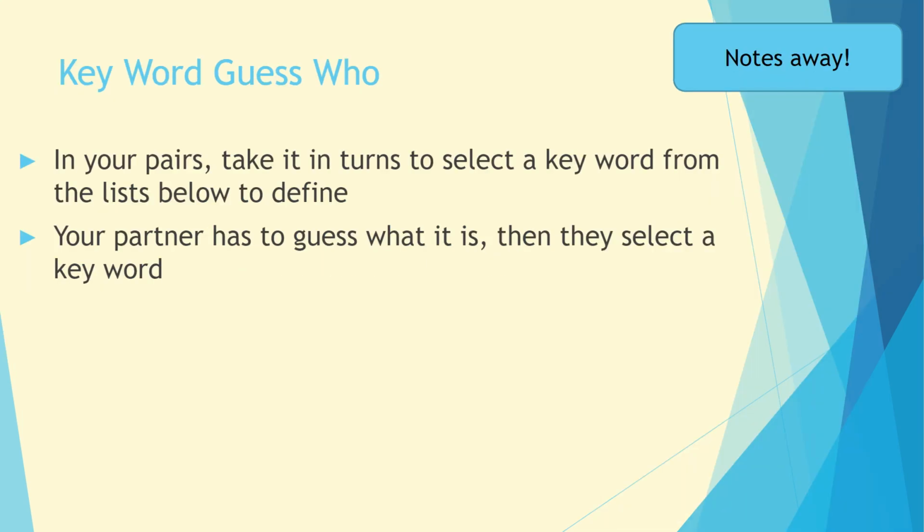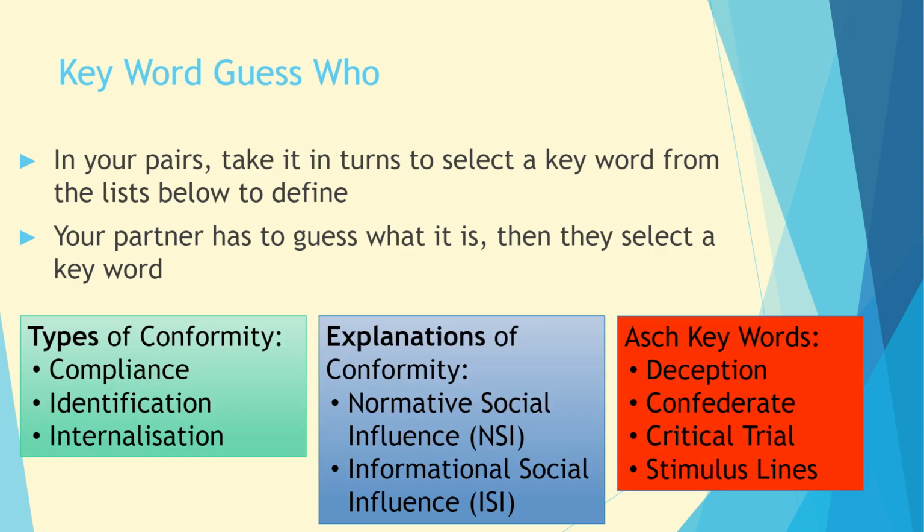If you are revising with a friend, what you could do is play a game which I call Keyword Guess Who. In your pairs, you could take it in turns to select a keyword from the list below to define. Your partner then has to guess what it is, and then they select a keyword, and you go backwards and forwards.